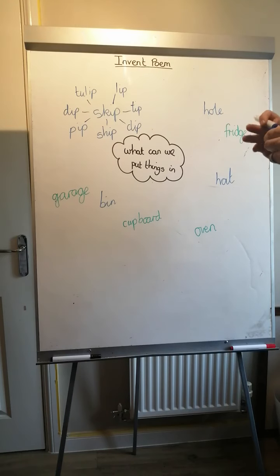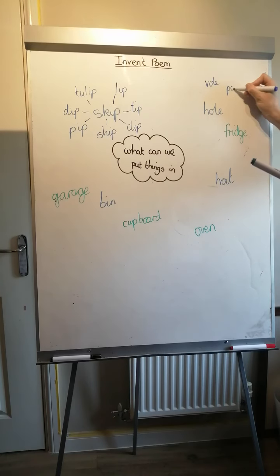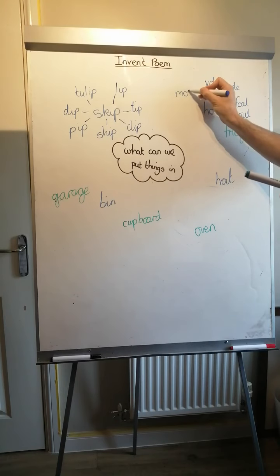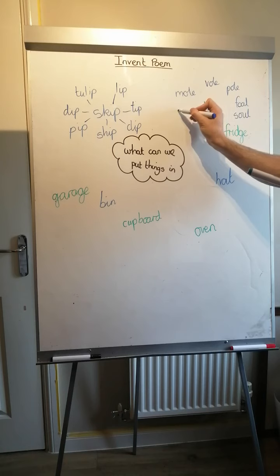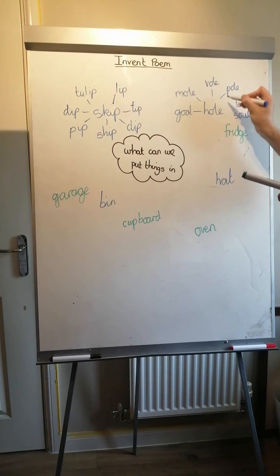So, whole. Now, whole rhymes with bowl. So you can actually use any of the things that you came up with earlier on this week for this. So, at school, we came up with vole, pole, foal, soul, mole, goal. So that's enough. Don't need more than that. When it comes to the poem, you only need two options anyway.